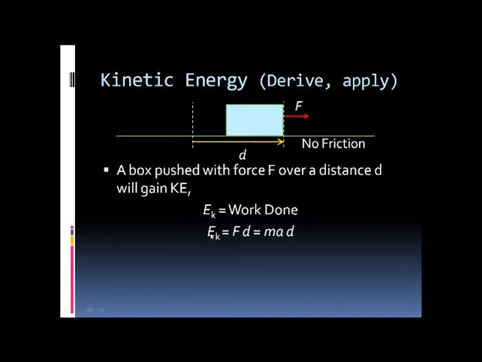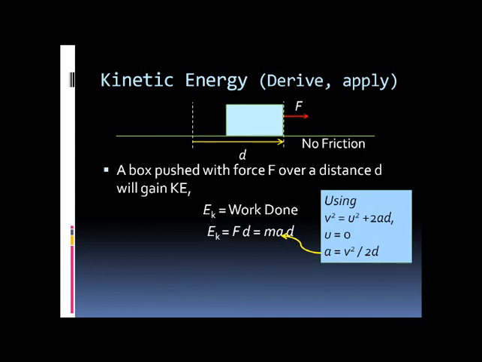Now we know that kinetic energy is given by work done, and work done is given by force times distance. And we know also that force is given by mass times acceleration. We can easily say that kinetic energy of the object is given by mass times acceleration times displacement.